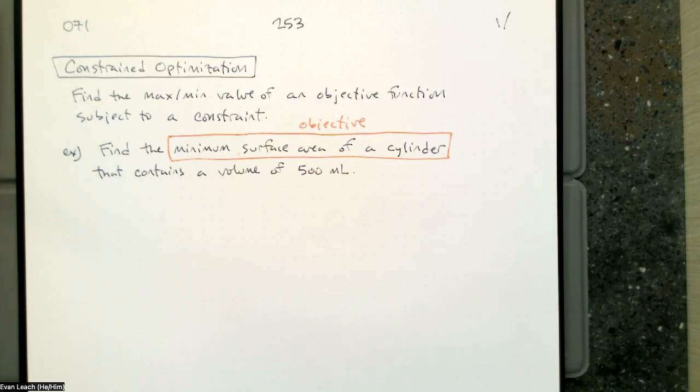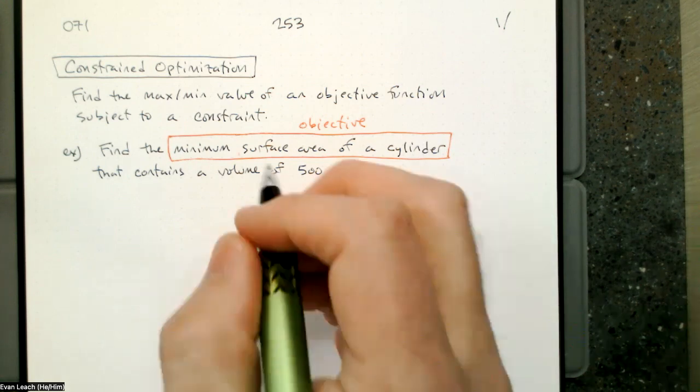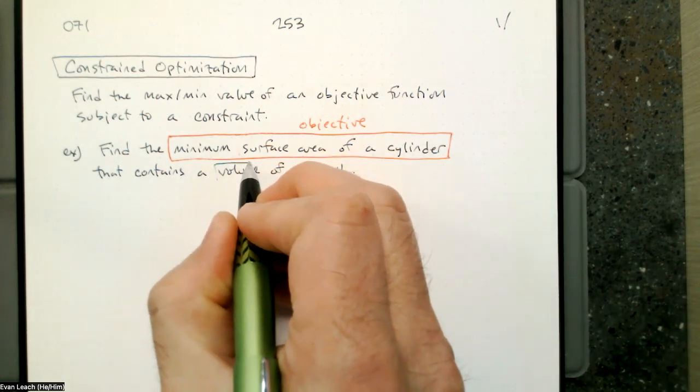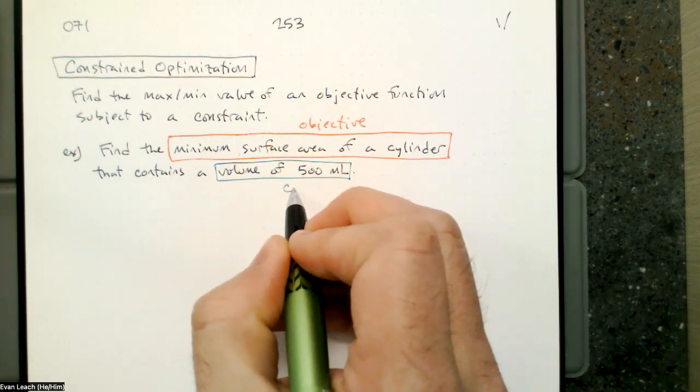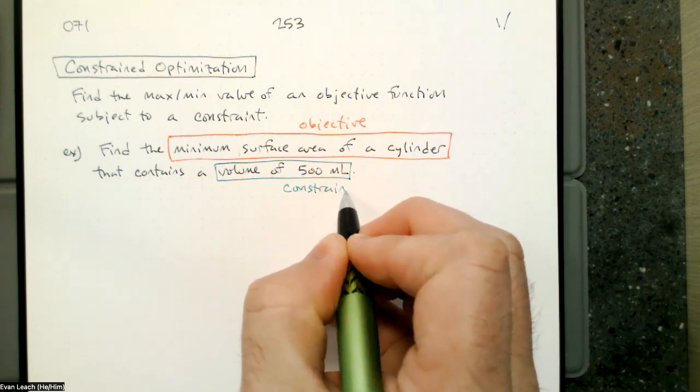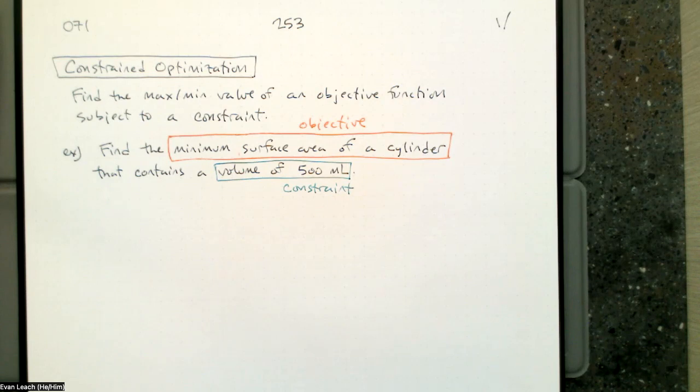And the volume of the cylinder has to be 500 milliliters. This is our constraint. This is an old problem. This is a single variable problem that we're going to use as a base that we can upgrade.